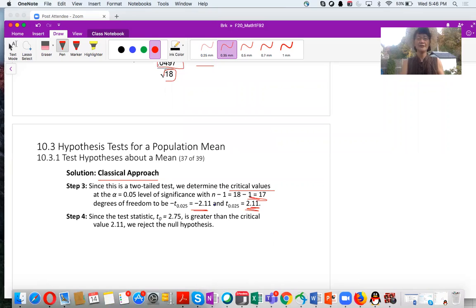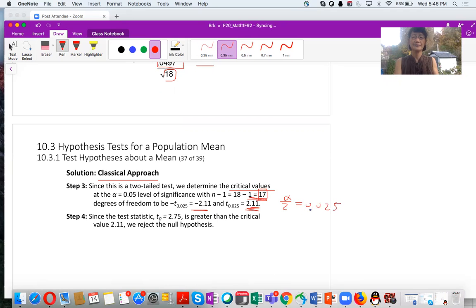So now, since I have the table, I will use the table. How do I find this critical value based on the table? First, identify degree of freedom 17. Because it is a two-tailed test, we need to use half alpha. So half alpha is 0.025.